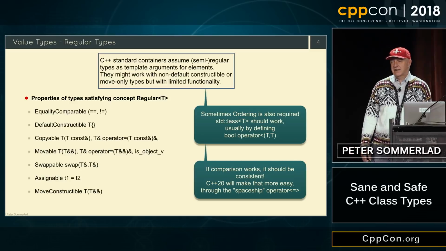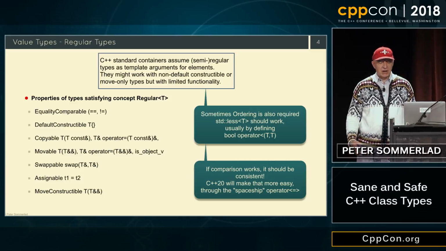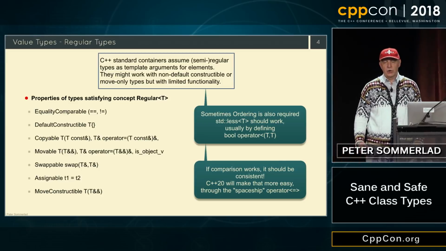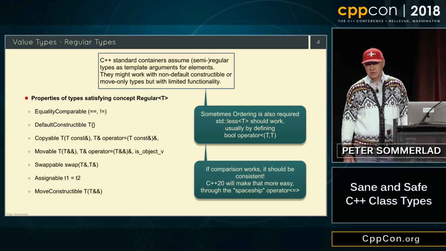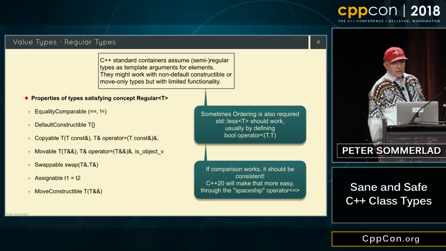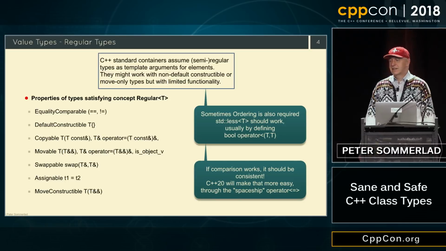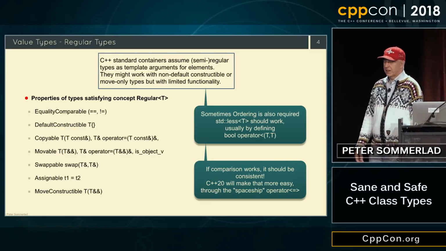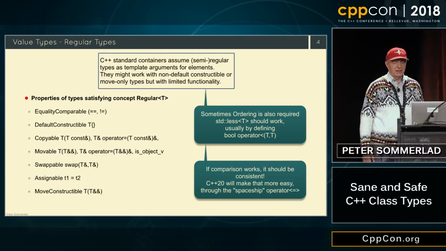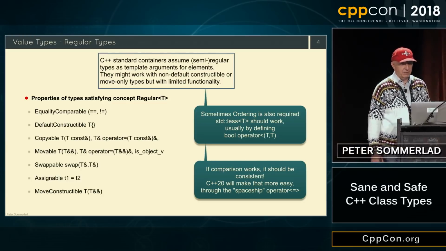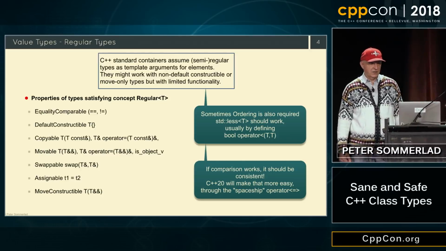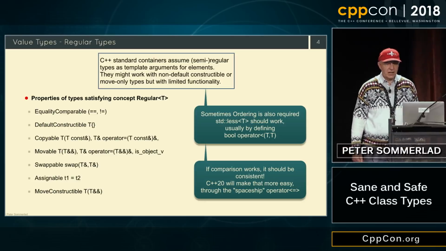Stepanov originally actually said that regular types include ordering, so that standard less works, and that's important for the associative containers that sort the elements. In C++20, it's not only the less than operator that defines the ordering, but the spaceship operator, so stay tuned for that. I still haven't used a compiler supporting it, or at least I haven't tried it, but that's the future to define sorting.